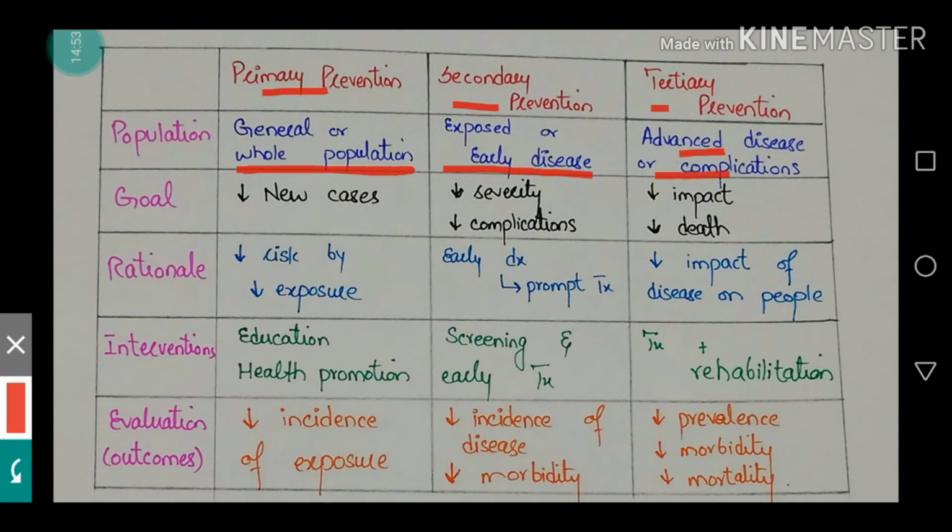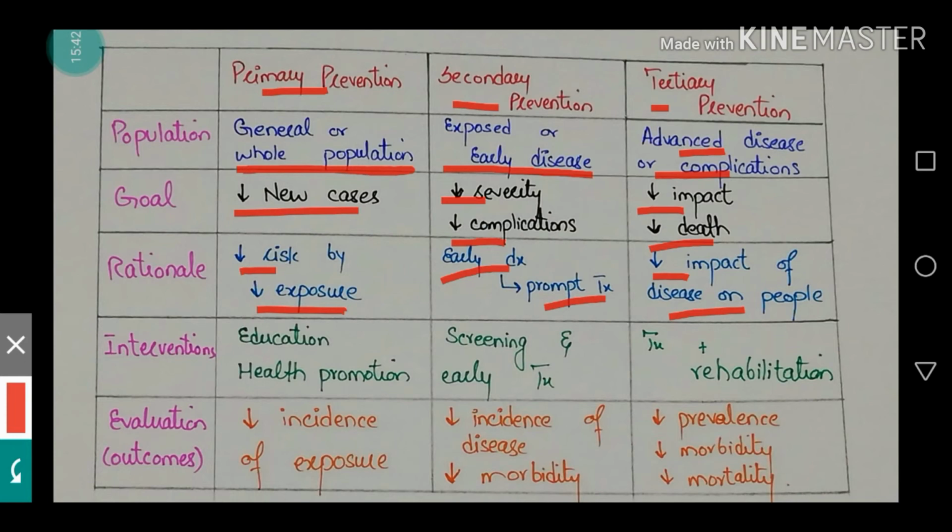Now, the goal of primary prevention is to reduce the new cases that occur, but secondary prevention aims to reduce the severity and complications. However, tertiary prevention is aimed at decreasing the impact and the death toll that will occur if the disease is not properly dealt with. The rationale for primary prevention is to reduce the risk by reducing exposure. In terms of secondary prevention, if there is early diagnosis, there will be prompt treatment. In terms of tertiary prevention, the rationale is to reduce the impact of disease on the people so that there is less impact on them psychologically, physically, and economically.